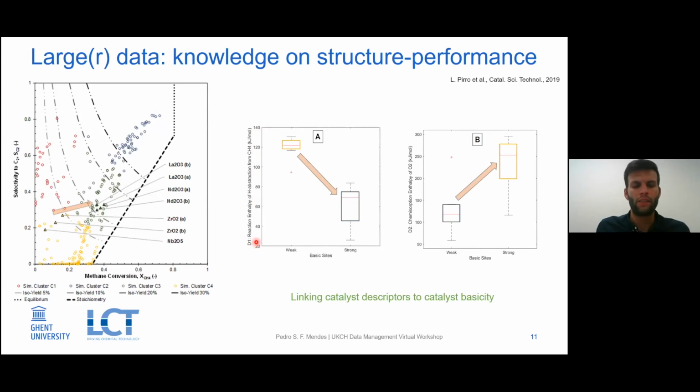You can see in the y-axis the properties, the kinetic properties in the model. So a reaction enthalpy in the first figure and the chemisorption enthalpy in the second one. And the basicity that was measured experimentally on these 2 clusters of catalysts. And you can see clearly that the basicity is affecting the properties in the model. So the catalysts in the green group, which are much stronger, were able to decrease the reaction enthalpy for the proton abstraction, so better activating the reactant, and also they were able to increase the chemisorption enthalpy of the oxygen.